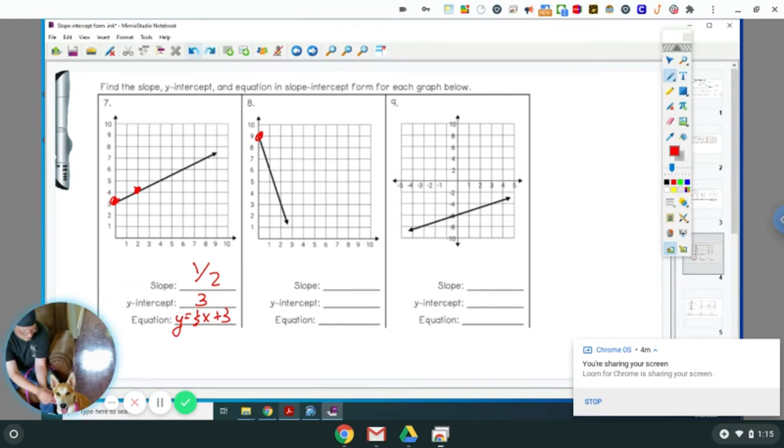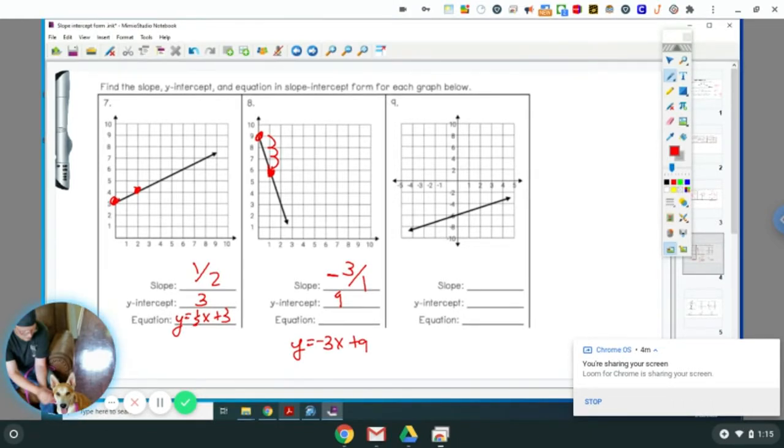Oops, that's not where this 9 goes. My y-intercept is 9. So I need another dot to find the slope, which would be right here. And since it's going downwards, my slope will be negative. So I rise 1, 2, 3, and then I run 1 to the left. So my slope would be -3. So my equation would be y is equal to -3x plus 9.